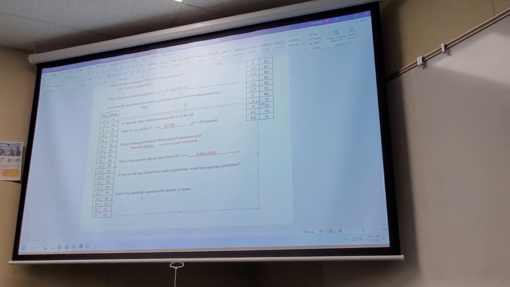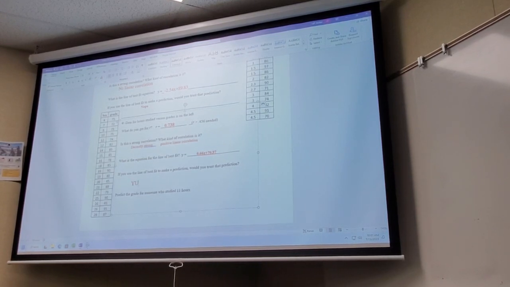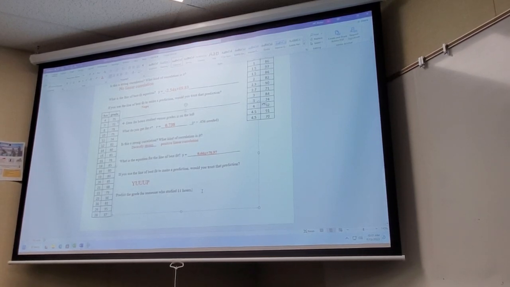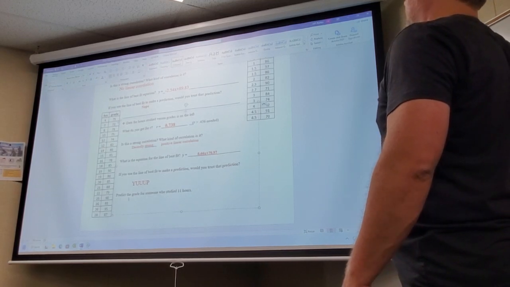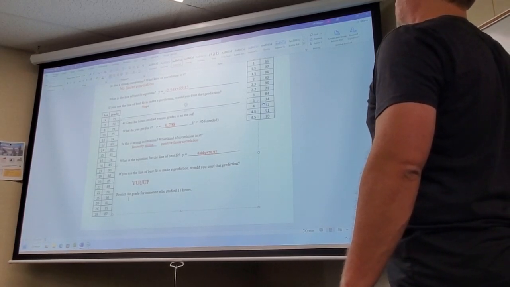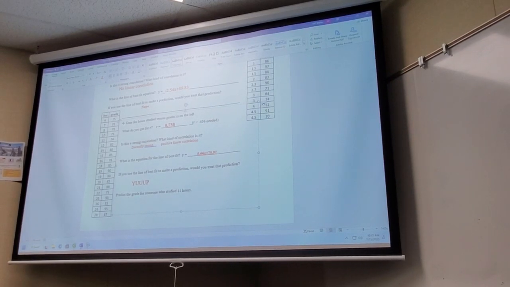So, how would I predict the grade for someone who studied 11 hours? Substitute 11 for x. Totally. Okay, so what do you guys get when you put 11 in? Don't say anything. Go ahead and take a minute and figure it out. So if you do 0.66 times 11 plus 70.97, so I'm just plugging 11 into the equation, 78.23?